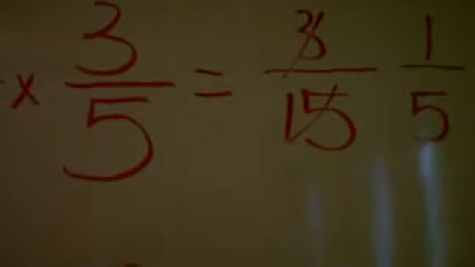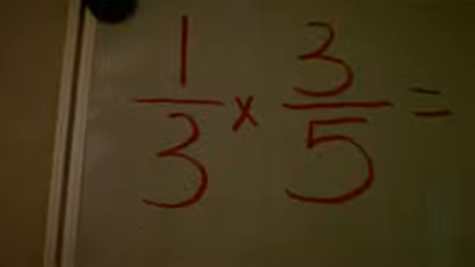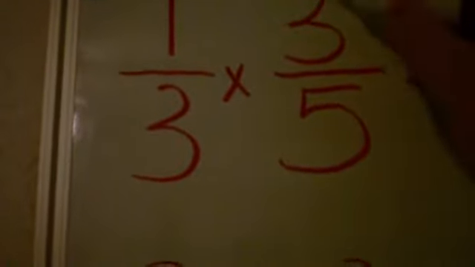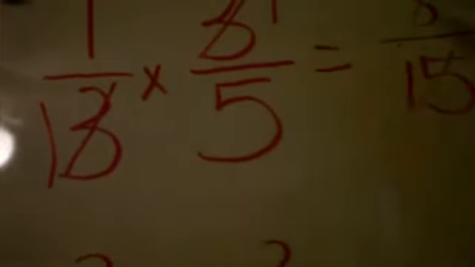Okay, another way to do it is right from the get-go. You could have just made this a 1 and a 1. You have 1 times 1 is 1, 1 times 5 is 5. Another way to do it.